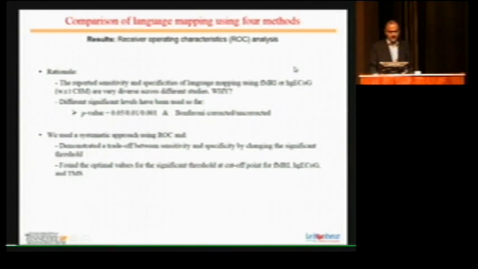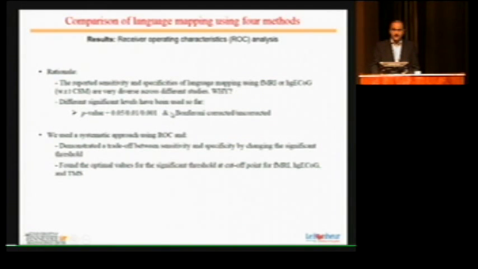So in another analysis, I used ROC analysis. The rationale for using the ROC analysis is that I saw there is no concordance between the reported sensitivity and specificity of, for example, fMRI compared to CSM in different studies. Some studies said fMRI is very sensitive, other studies said very specific, and vice versa. So I was wondering why this happened, and I saw in the literature that different studies use different p-values, different significance levels, and Bonferroni corrected or not.